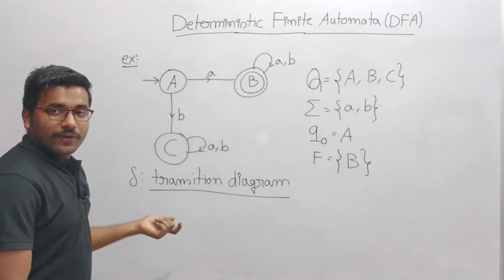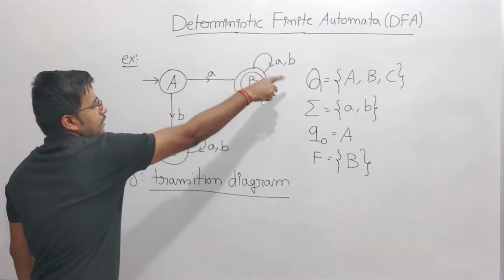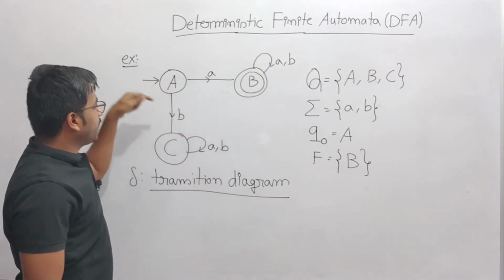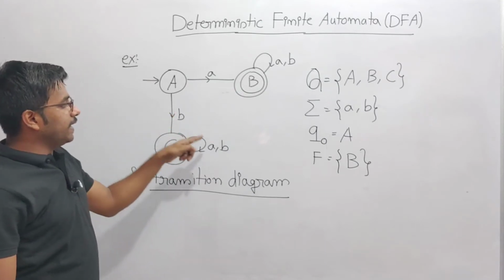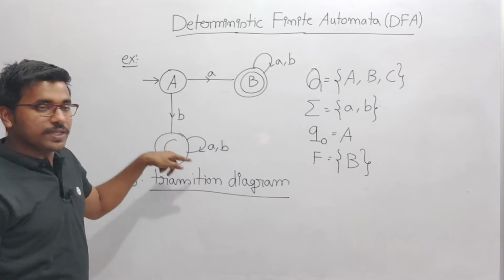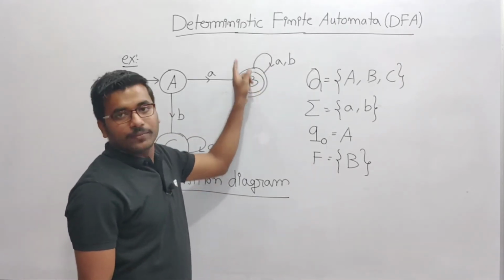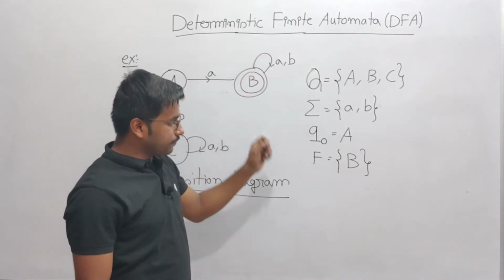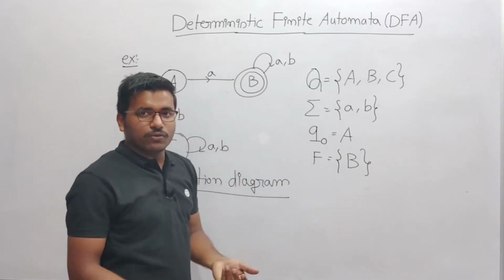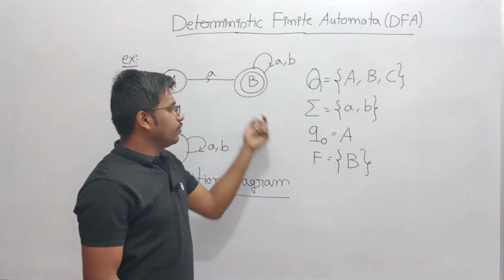What is your input alphabet? Small a and small b. So capital A by getting a goes to B. Capital A by getting b goes to C. C by getting a goes to C. C by getting b again goes to C. B by getting a goes to A. B by getting b again goes to B. What is the final state? Here the final state is only one, and it is B.